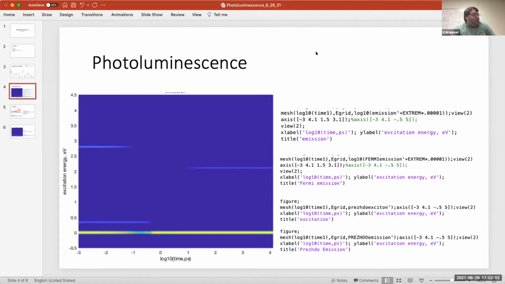So then we have our photoluminescence graphs, and the code I have over here on the right is actually for multiple different versions of this figure. The one you're looking at is specifically the first line of the first figure from this code. The different ones are just different ways to represent the emission.